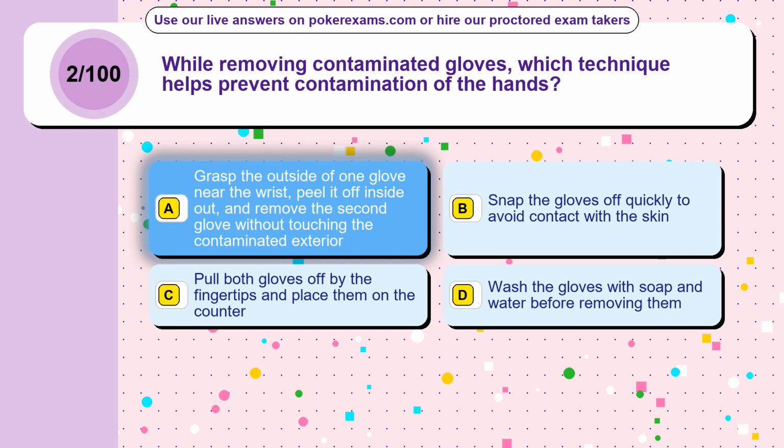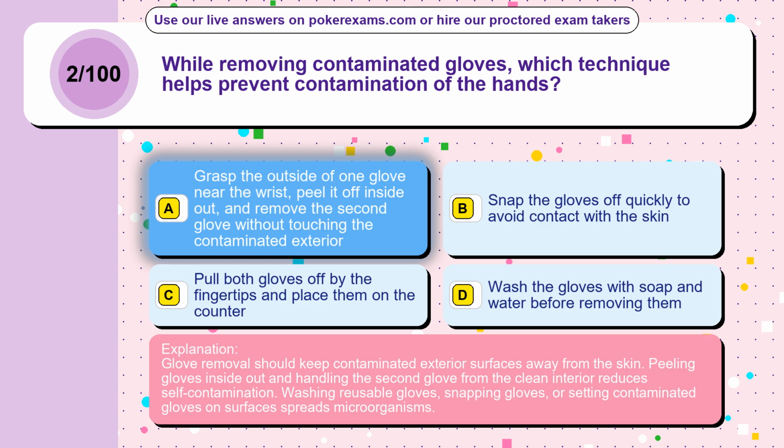Grasp the outside of one glove near the wrist, peel it off inside out, and remove the second glove without touching the contaminated exterior. Glove removal should keep contaminated exterior surfaces away from the skin. Peeling gloves inside out and handling the second glove from the clean interior reduces self-contamination. Washing reusable gloves, snapping gloves, or setting contaminated gloves on surfaces spreads microorganisms.